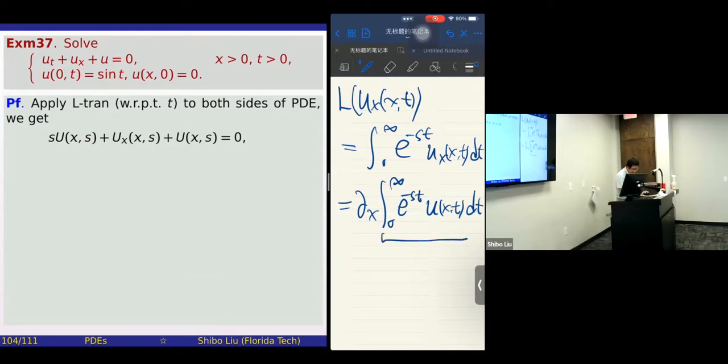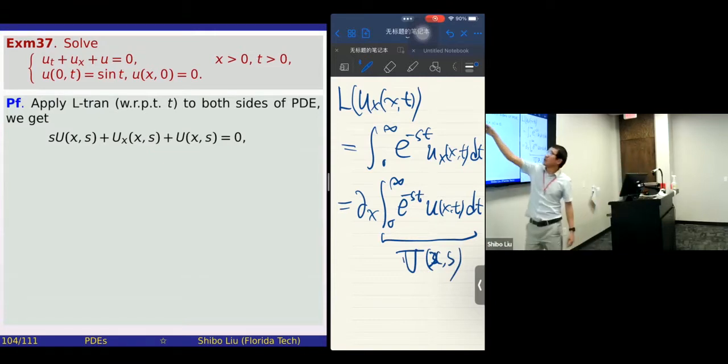This is precisely capital U. So we proved that the Laplace transform of u_x is the partial derivative of capital U with respect to x.